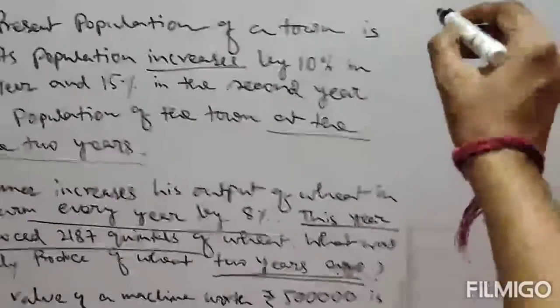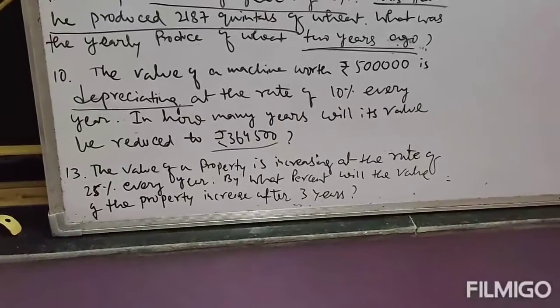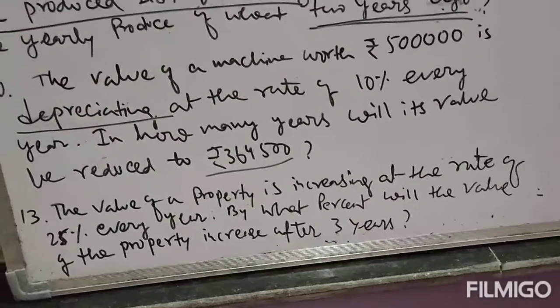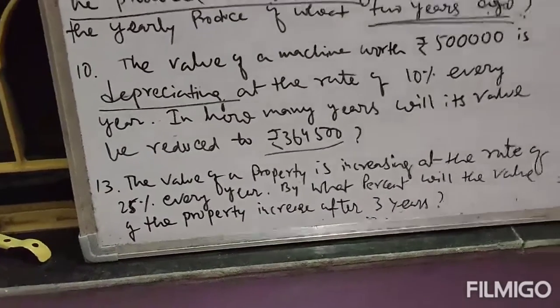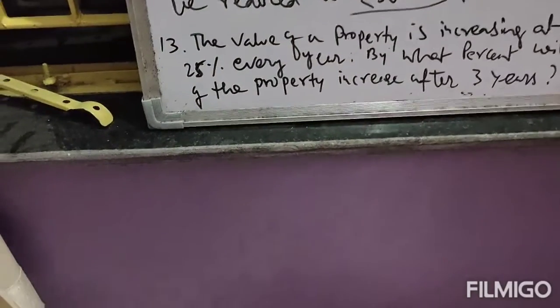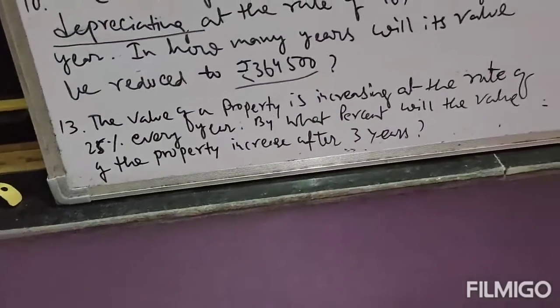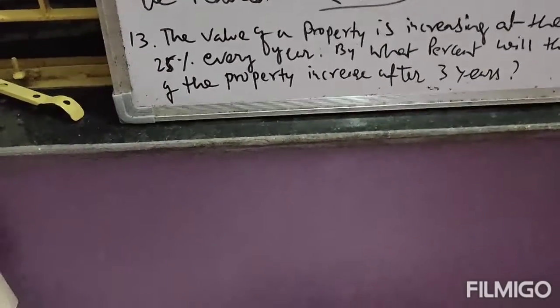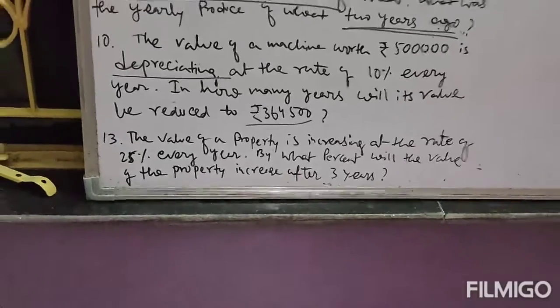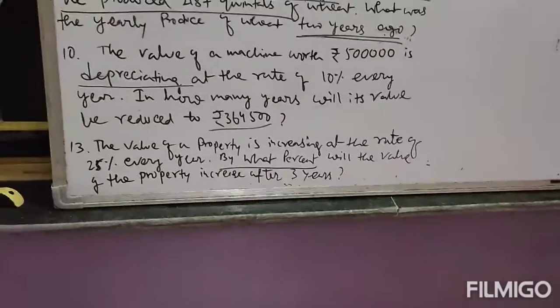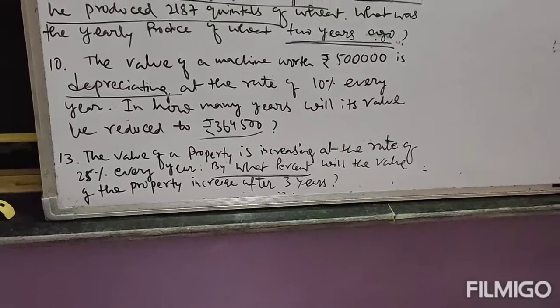Question number 13 says: the value of a property is increasing at the rate of 25% every year. By what percent will the value of the property increase after 3 years? So just read the question carefully. It is a very important question. The value of a property is increasing at the rate of 25% every year. Clear? By what percent? This is important.